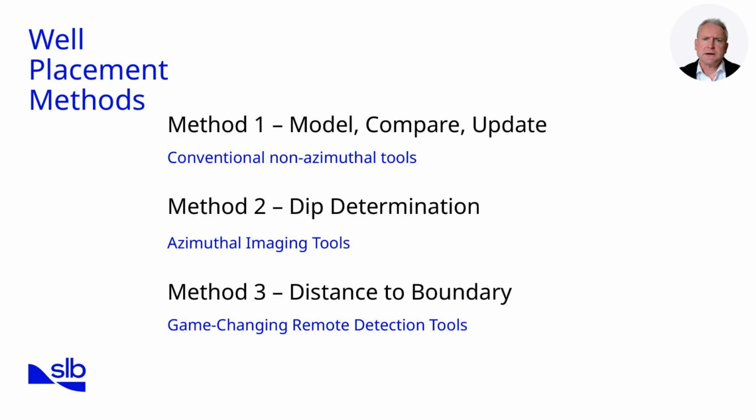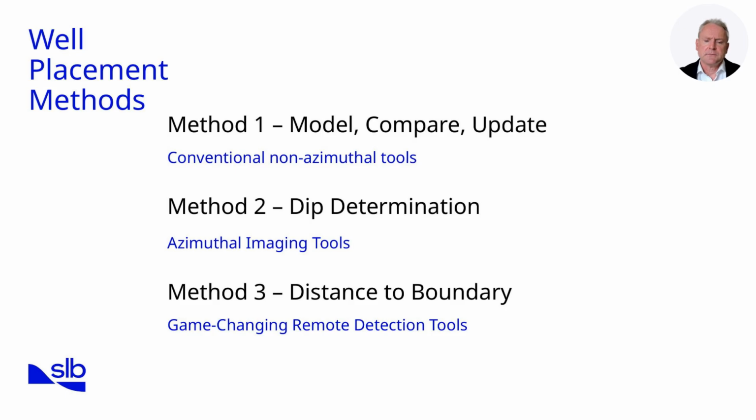Method 2, dip determination takes advantage of azimuthal imaging tools. These tools measure formation resistivity, density or porosity in multiple directions around the borehole, which allows us to determine bedding plane orientations. Knowing dip and strike in real time provides a more accurate sense of where the wellbore sits within the structure.